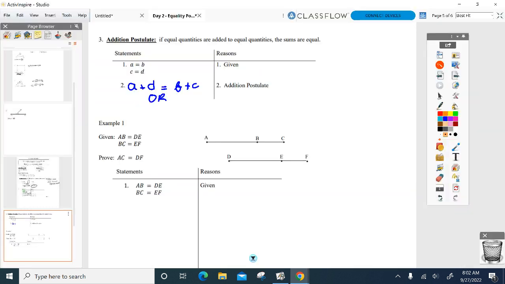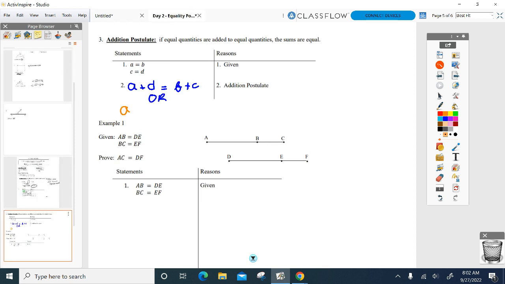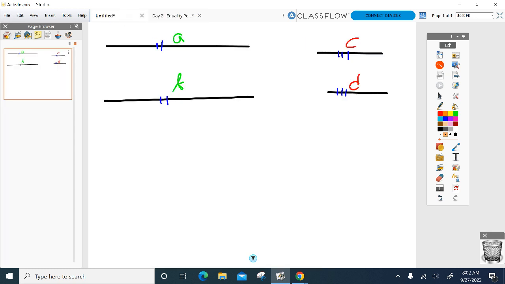Here we go. A plus B equals. We already have A plus D. He said B. A plus B. You want to add A and B? That's going to give you a heck of a long line segment, right? A plus D. Wait, no. We got that. What other one? A plus C equals B plus D.